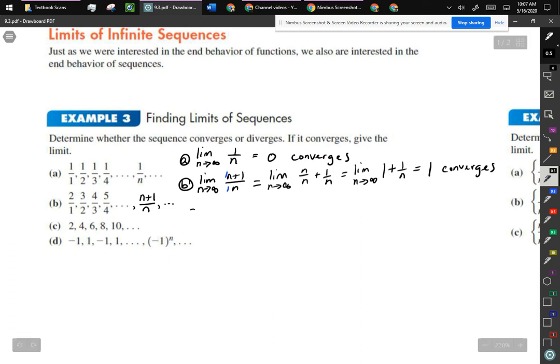For part C, we can see that it's just going to approach infinity, so that's going to diverge. And for D, again, it's going to go -1, 1, -1, 1. That's an oscillation, like sine and cosine, with peaks and valleys. It's just going to bounce between two values. It can be defined explicitly as -1 to the n. So that also diverges because it doesn't converge to a single value as n approaches infinity.